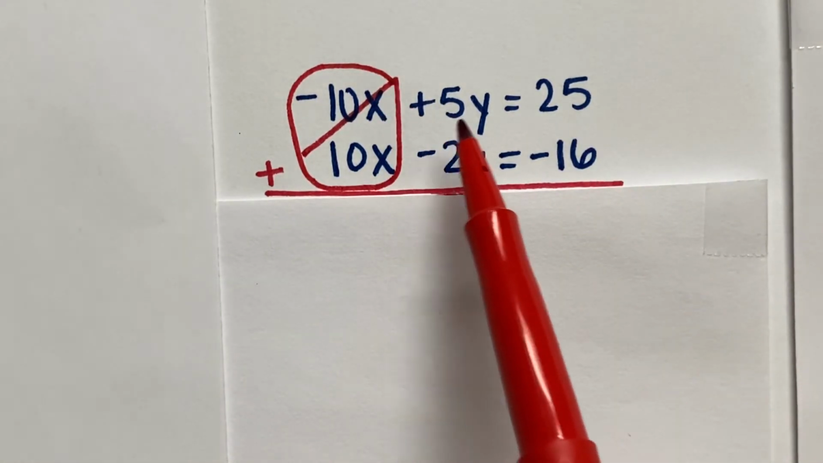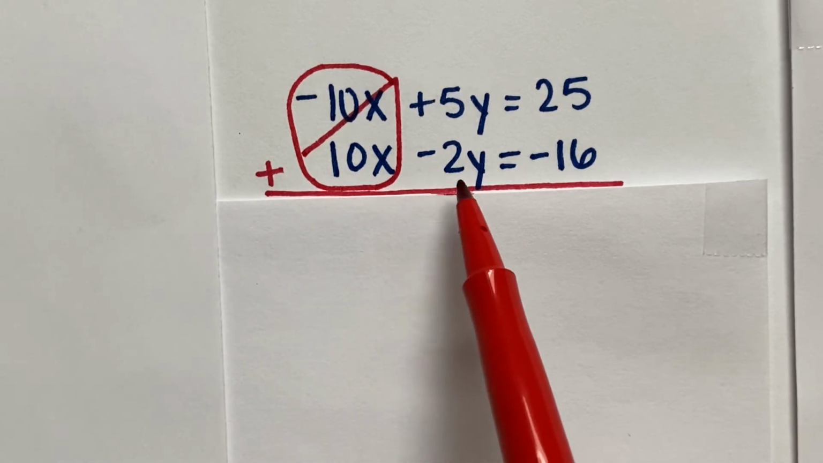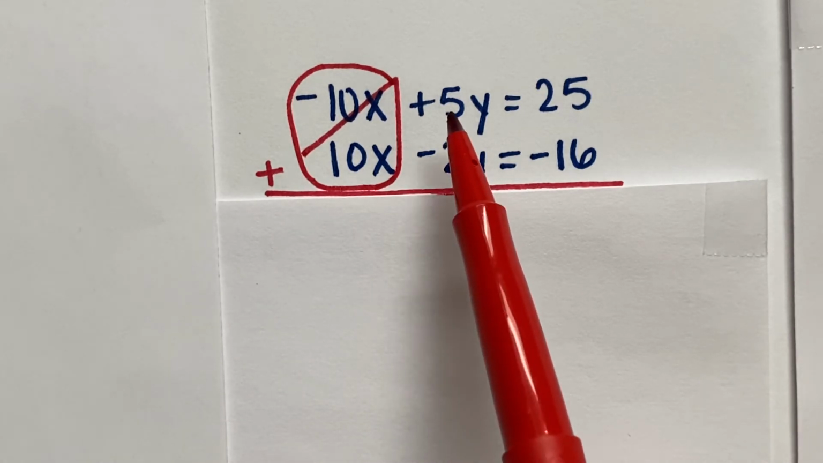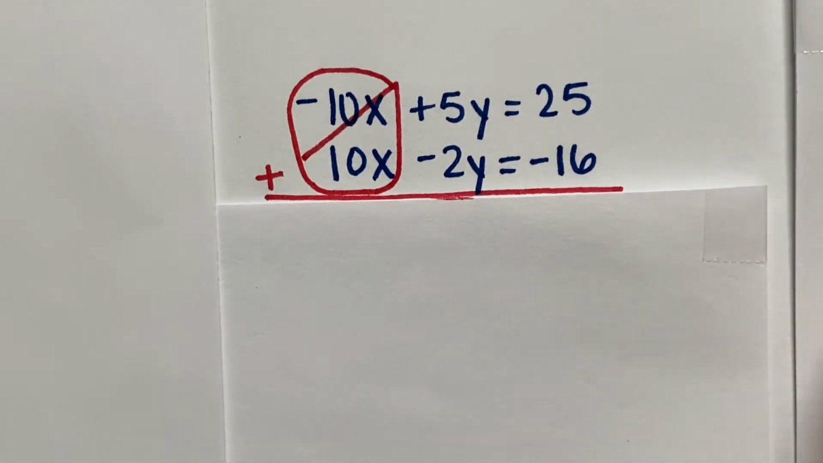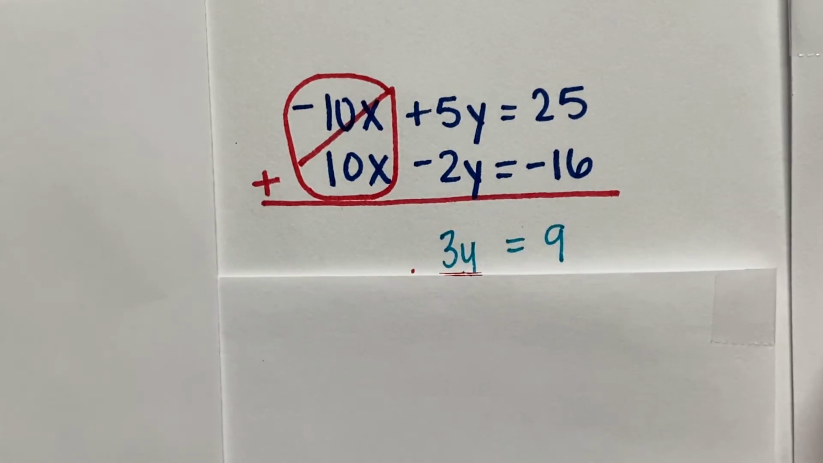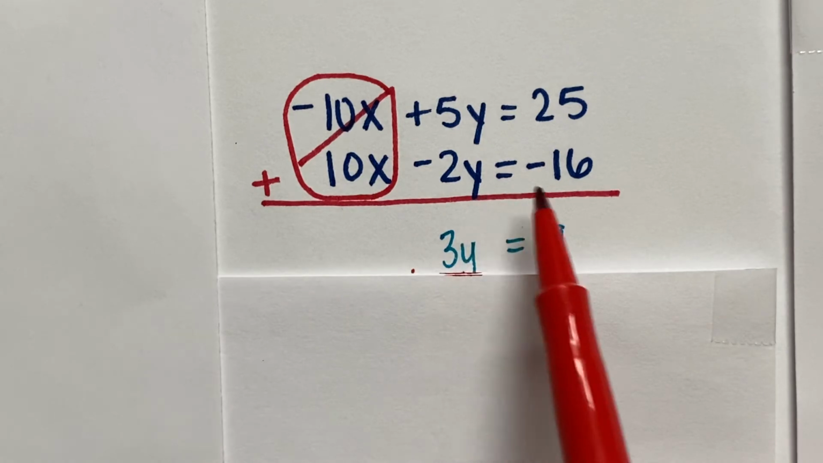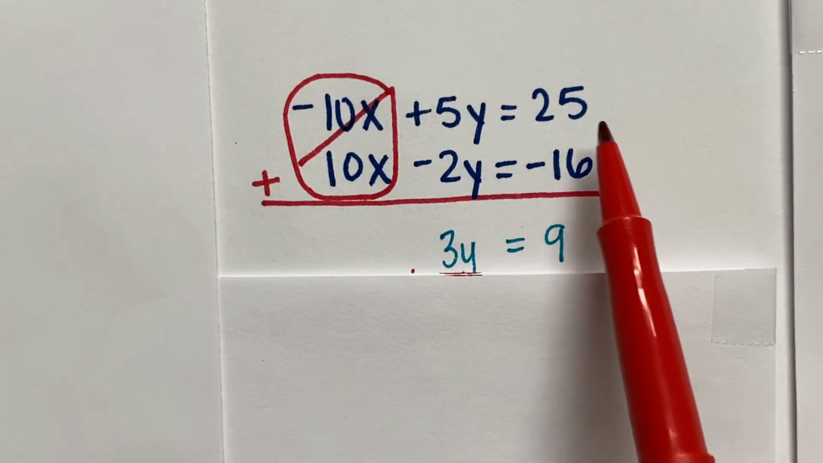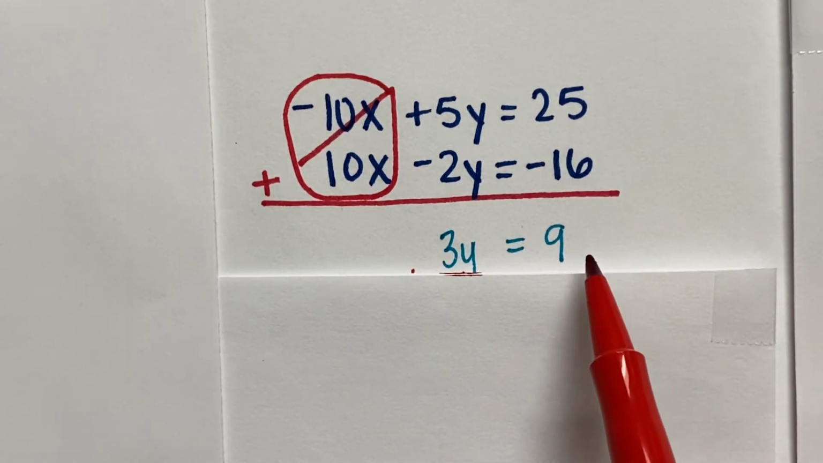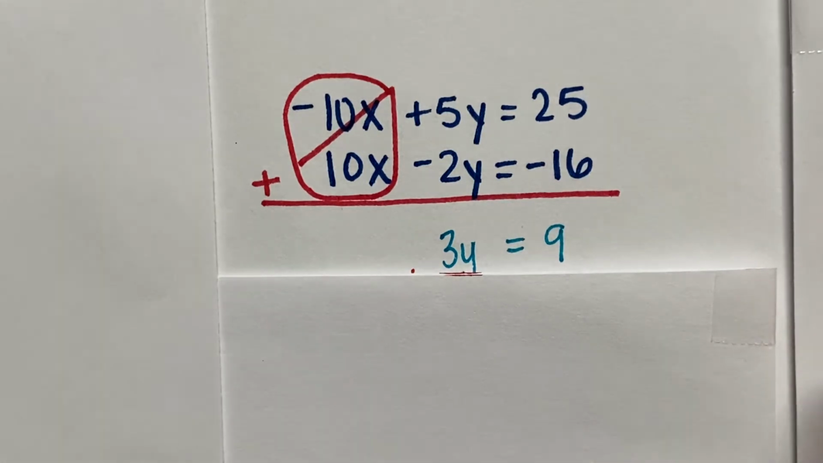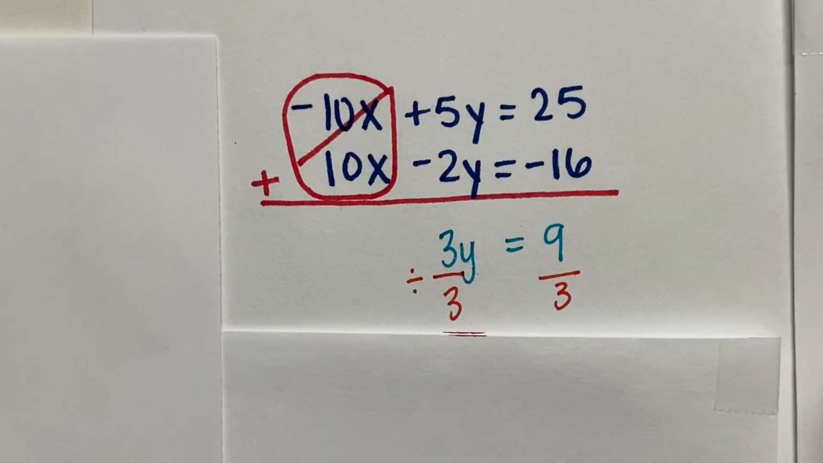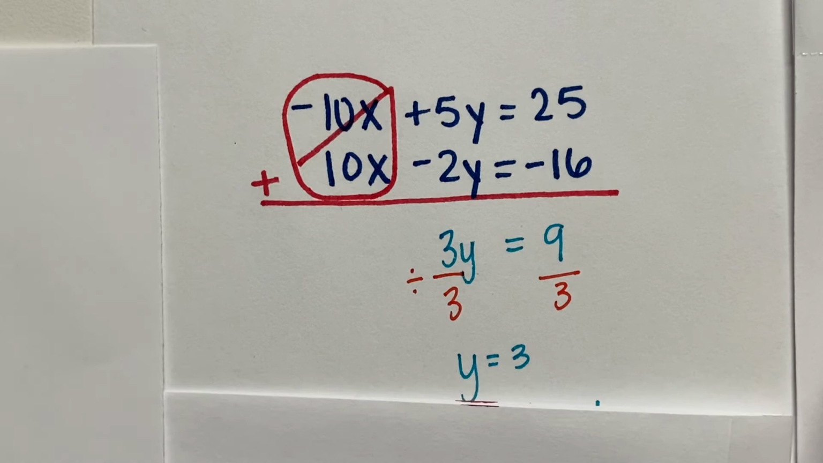So here I'm going to take 5y adding a negative 2y. That's the same thing as 5 minus 2, which is going to be 3y. And then if I take 25 and add negative 16, it's the same thing as taking 25 minus 16. That's 9. My last step here is to divide by positive 3 on both sides, so y will equal 3.